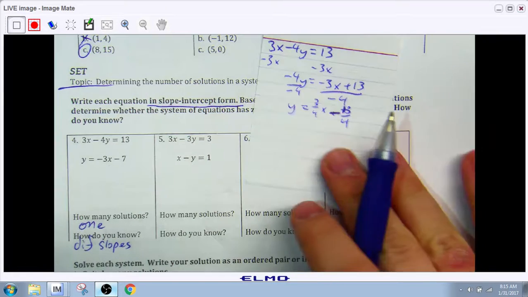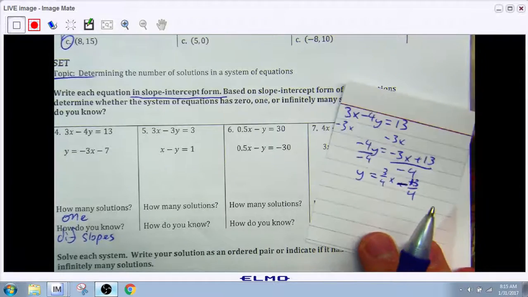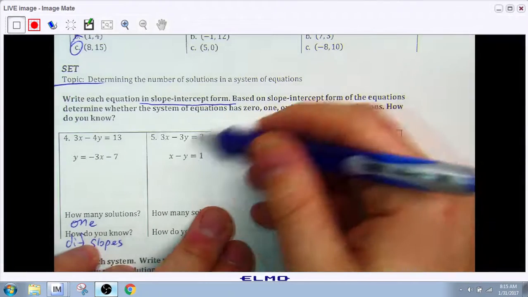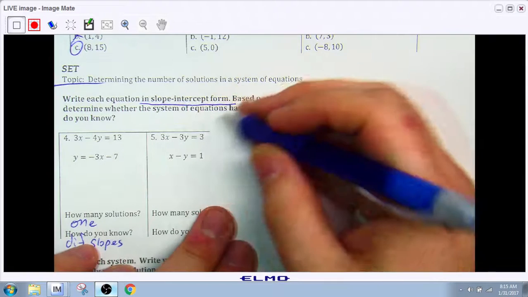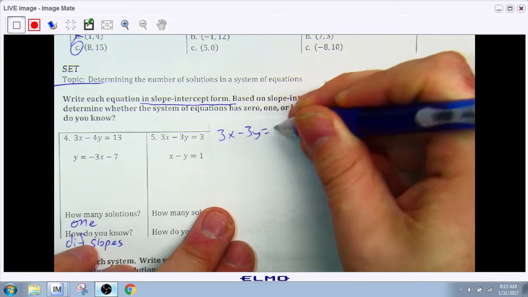I'll go ahead and do another one of these just so that we see, because I want you guys to be more familiar with the special cases as we move forward. So let's look at this one. These are both in standard form, so I need to get them into y equals mx plus b form. I'll start with the first one. I have 3x minus 3y equals 3.